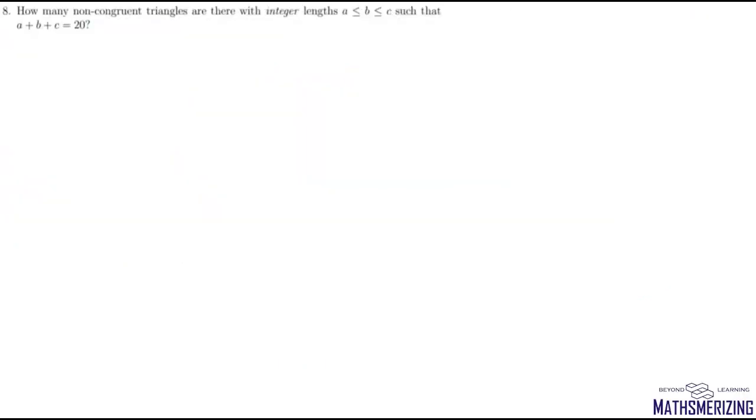Now question number 8, it is a very interesting question. It says how many non-congruent triangles are there with integral lengths a less than or equal to b less than or equal to c such that a plus b plus c is equal to 20.